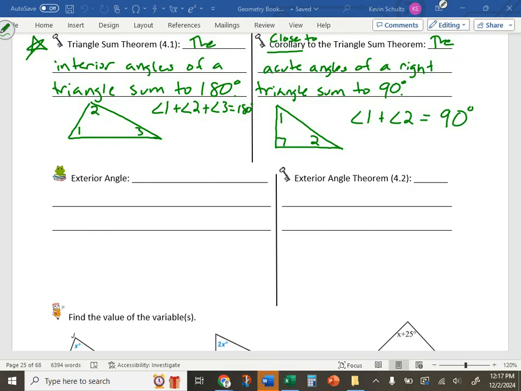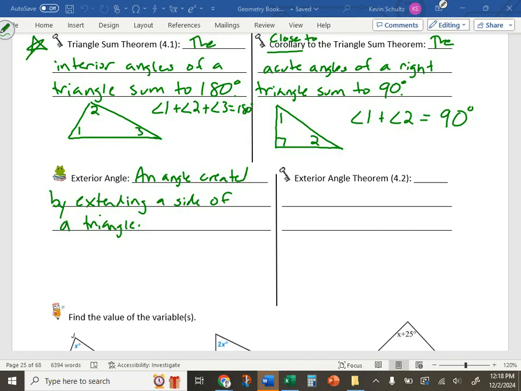Exterior angle. Oh, I don't know what. James. It's on the outside. It's outside. Okay, very good. The word exterior means outside. An exterior angle is an angle created by extending a side of a triangle. Okay? An exterior angle is an angle created by extending a side of a triangle.